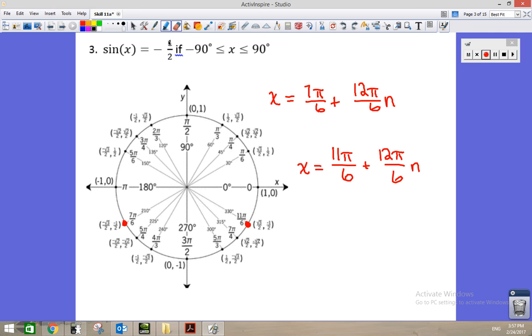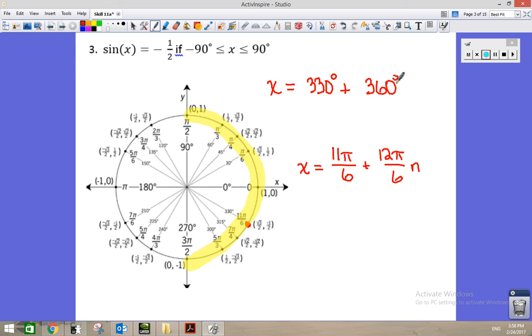From -90 to +90 is the right half of this unit circle. So this 7 pi over 6, I'm going to eliminate it altogether. It's not even a point that's on this interval. So I want this point and any coterminal angles to that point. Now, I prefer working in radians, but since they've given this to me in degrees, I notice that 11 pi over 6 is 330 degrees, and 330 degrees is much bigger than 90. So let's write this as 330 degrees plus a complete revolution in degrees, which is 360.